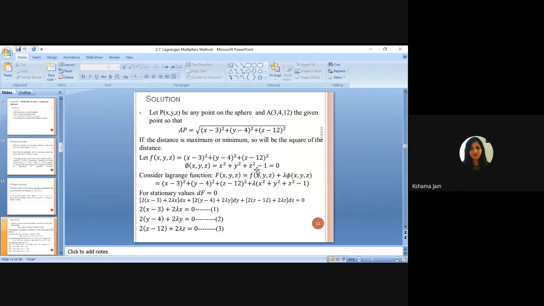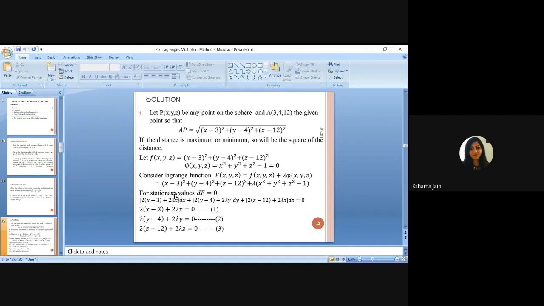So the complete Lagrange's function will be f(x,y,z) plus lambda. See here, (x minus 3) whole square plus (y minus 4) whole square plus (z minus 12) whole square plus lambda of the given condition, x square plus y square plus z square minus 1, like this. Okay, so for stationary values, those points are the stationary points, and here you need not find the maximum or minimum, we just need to find the points. So what will we do? We will put it equal to 0.